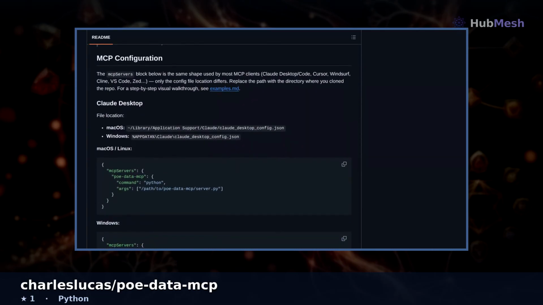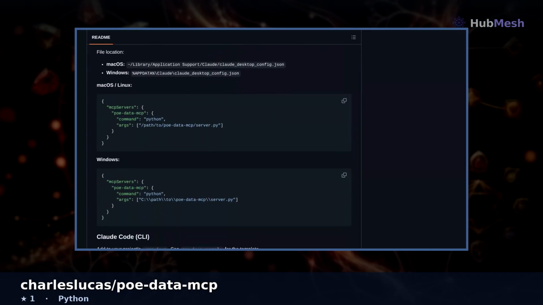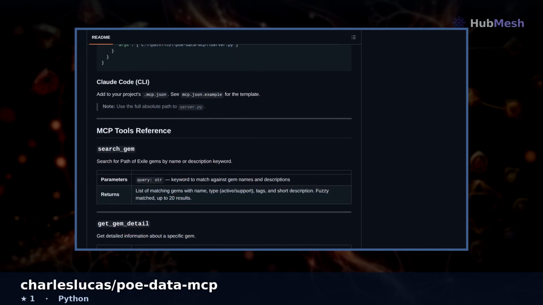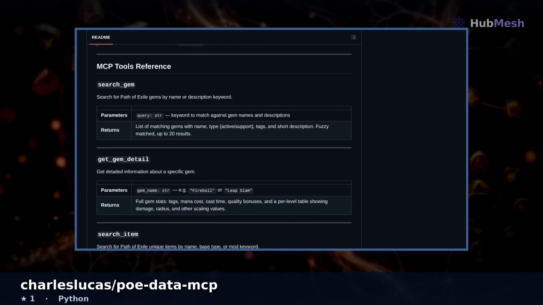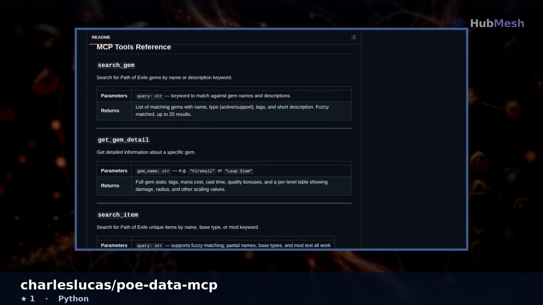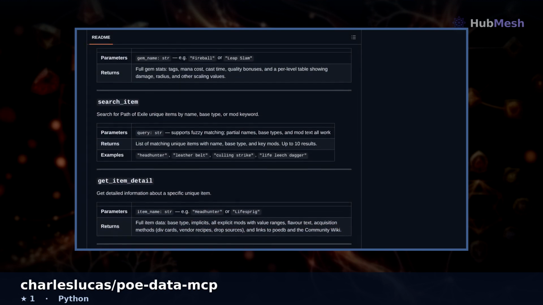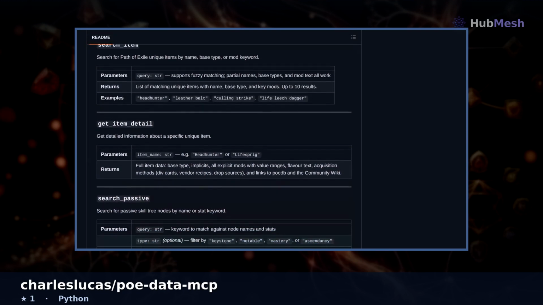For MCP configuration, the mcpServers block is standard across clients like Claude Desktop, where you just specify the command and arguments. The MCP tools reference shows search_gem lets you find Path of Exile gems by name or keyword, returning up to 20 fuzzy matched results.